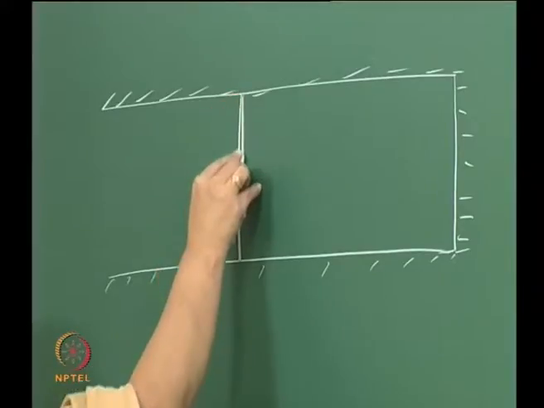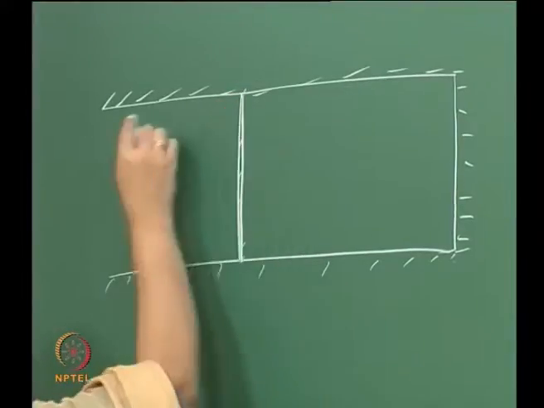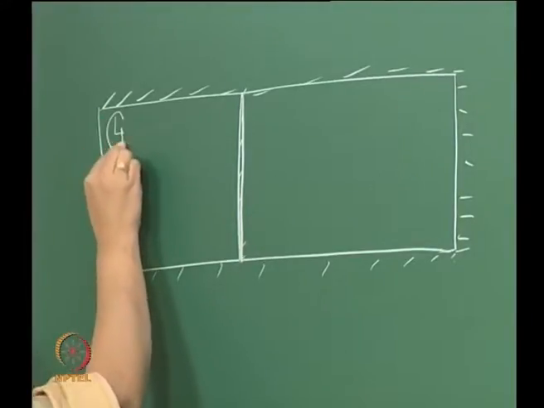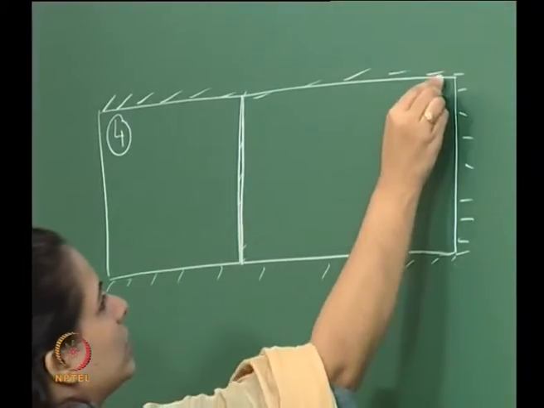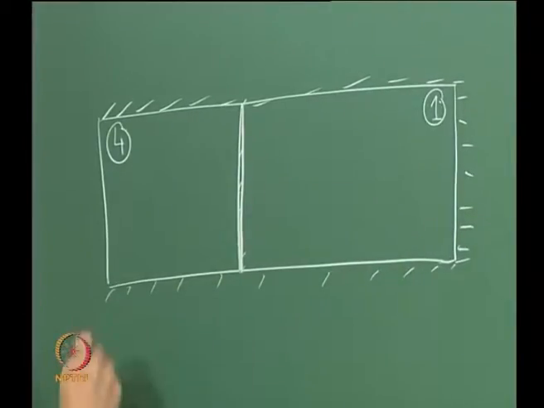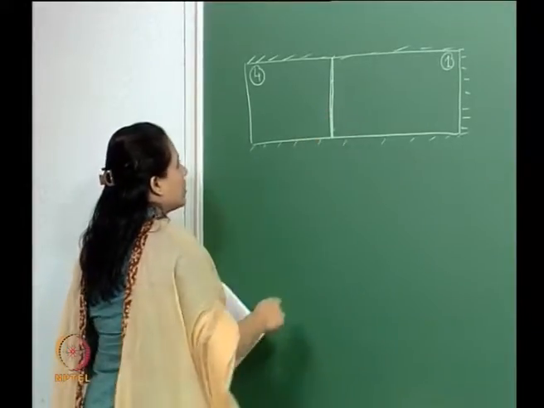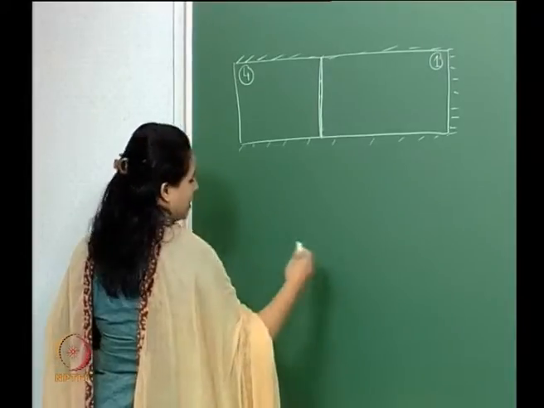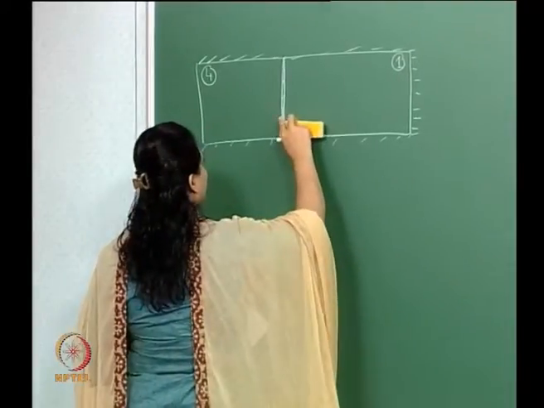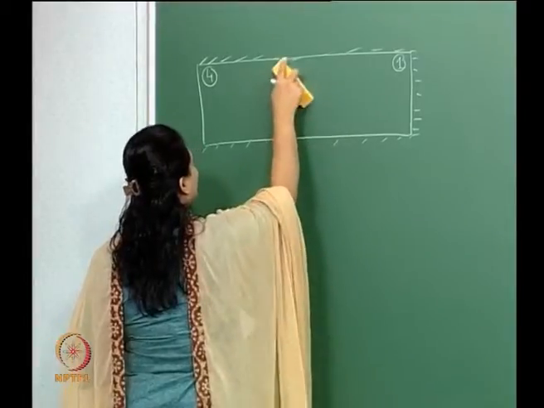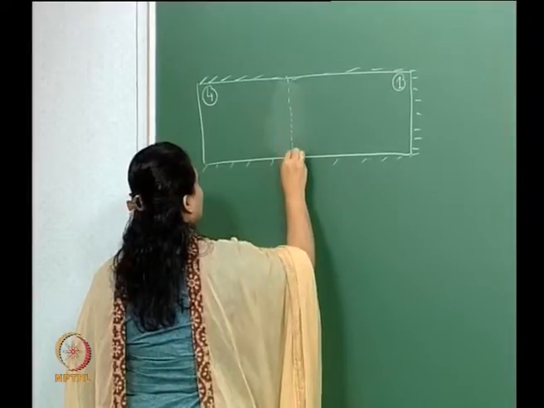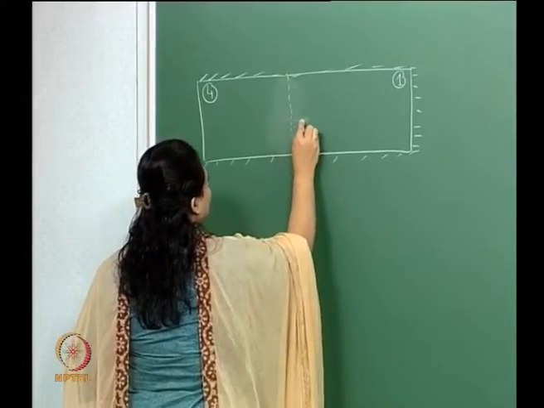So this was our diaphragm, and this is our shock tube. This was, say, region 4, and this is, say, region 1, with the corresponding values. Then we break this diaphragm, and what we have in that case is a contact surface which is similar to a slip surface.